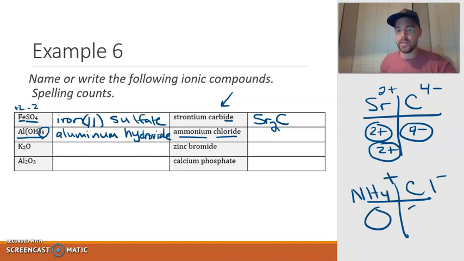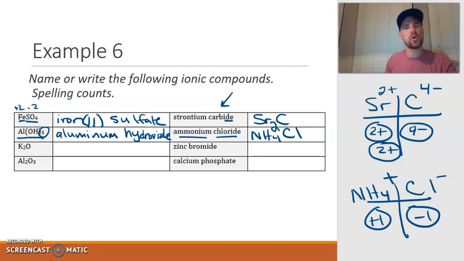If I have one of each of these, the positive one from ammonium will cancel out the negative one from chlorine. We just need one of each. So I'm going to write out ammonium, which is NH4, and then write out chlorine. Go ahead and pause the video and see how well you do on the other two for each side.